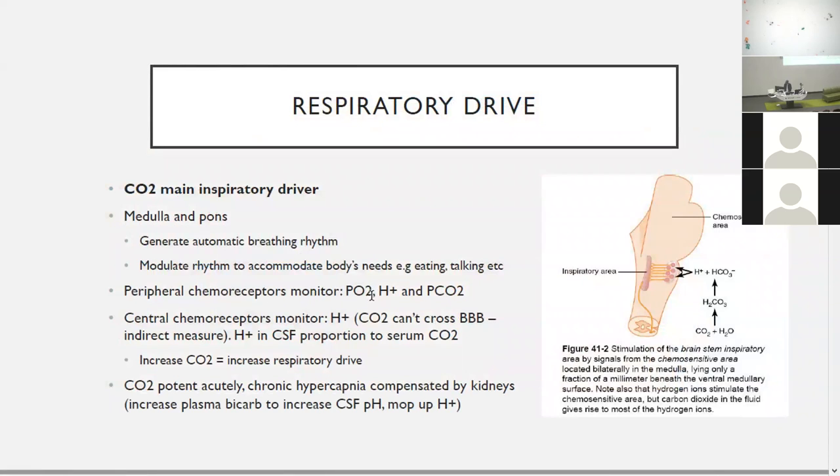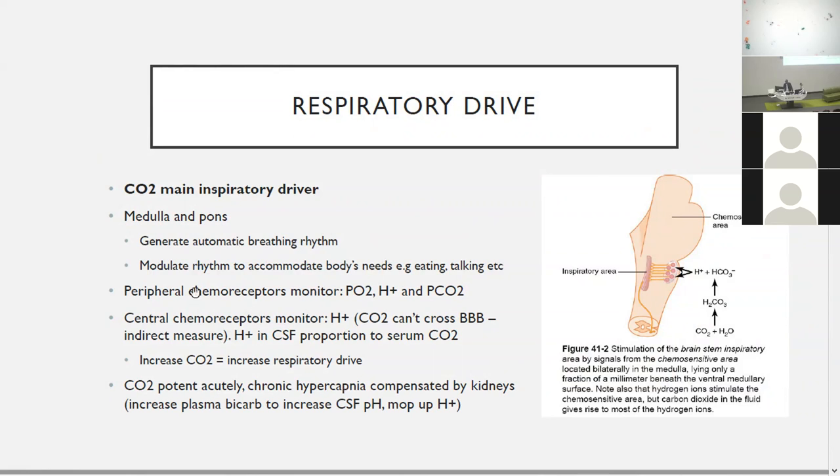We're almost there. So respiratory drive. This is pretty much how you control respiration. Respiration is a fairly autonomic thing. You don't really control how you breathe. You can intervene to stop it, but there's a pattern generator that just gets you breathing in and out in the pons and medulla. But you need to be able to moderate it somehow. If you want to eat, you can't be eating and breathing at the same time. So that's why that's important.